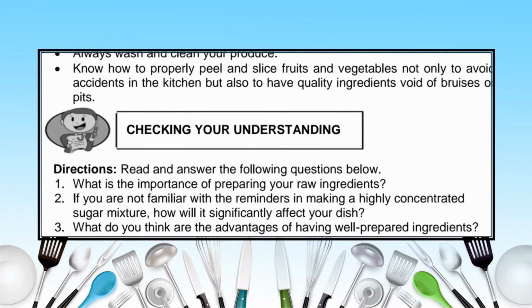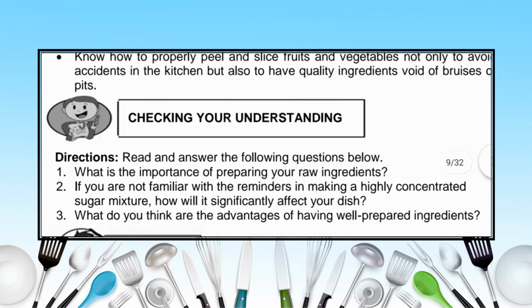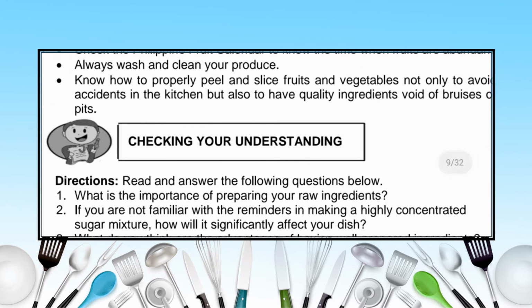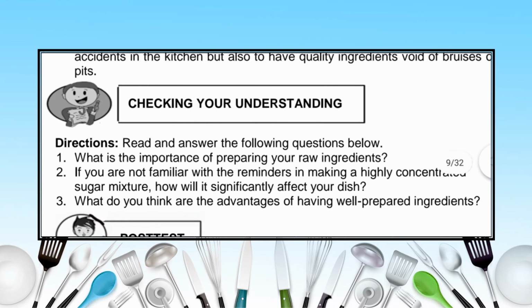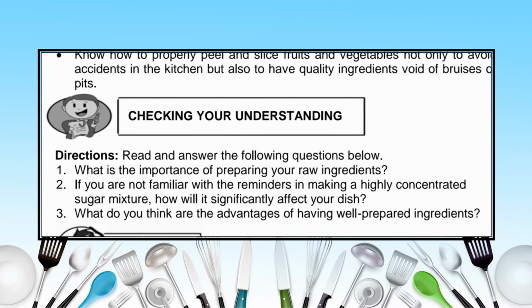Second question is, if you're not familiar with the reminders in making a highly concentrated sugar mixture, how will it significantly affect your dish? So, sa pangalawang tanong, explain mo lang if gagawa ka na agad ng dish without considering or hindi mo alam yung mga dapat i-consider sa paggawa ng sugar mixture, anong magiging resulta? Third question is, what do you think are the advantages of having well-prepared ingredients? So, in third question, i-explain mo lang din kung ano yung kagandahan ng pagiging well-prepared or yung pagpe-prepare ng mga kumpletong ingredients bago gumawa ng sugar mixture.